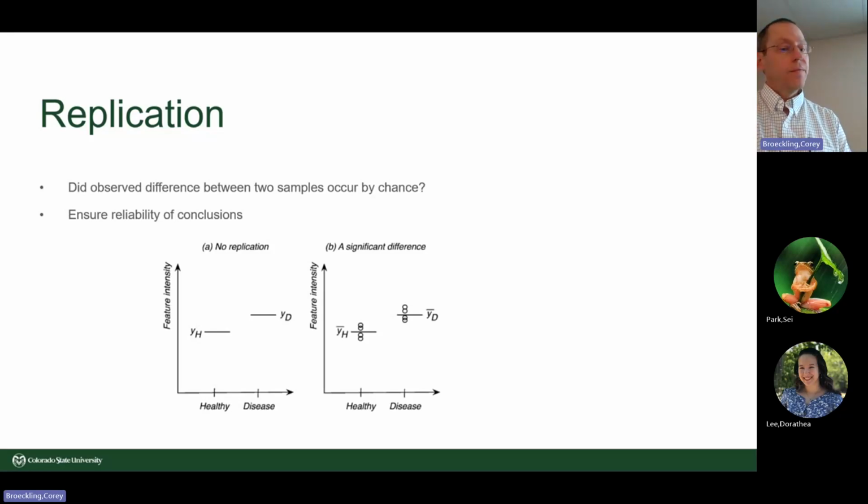And so if we have 4 replicates of healthy, 4 replicates of disease, we can see that the distributions do in fact look different. You can perform a statistical test on the distribution of those replicates to say, yes, those are statistically meaningful.